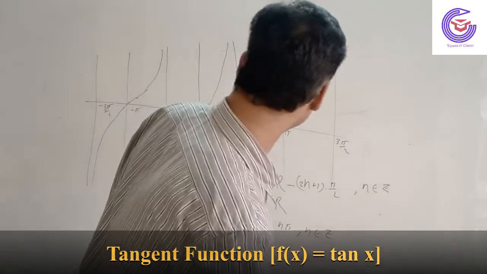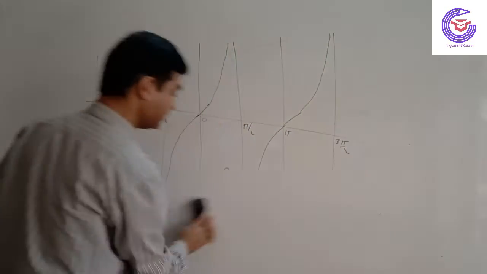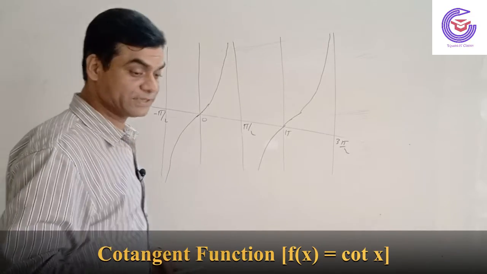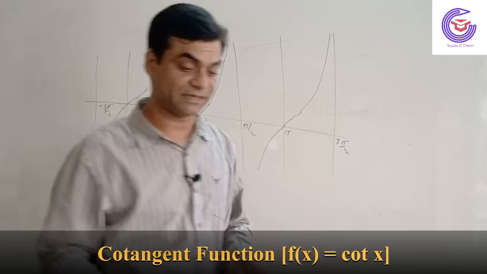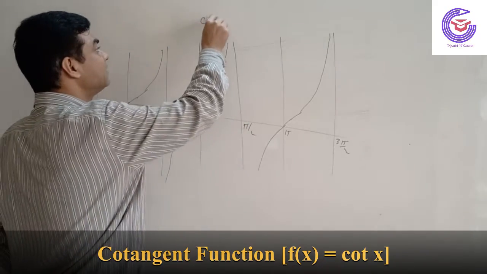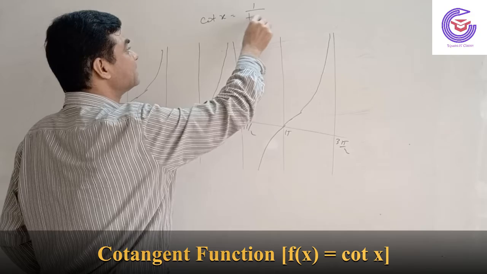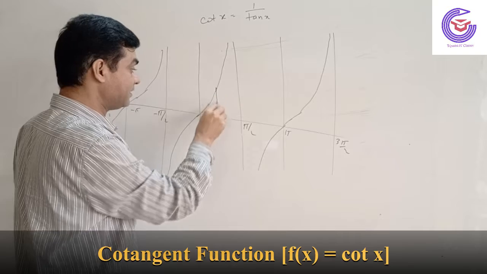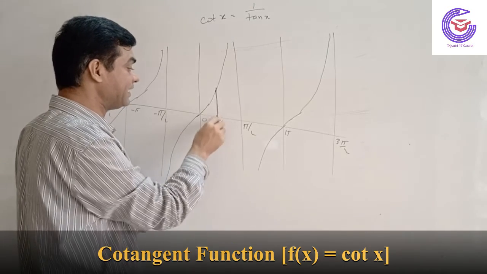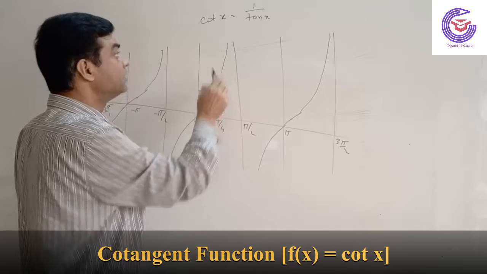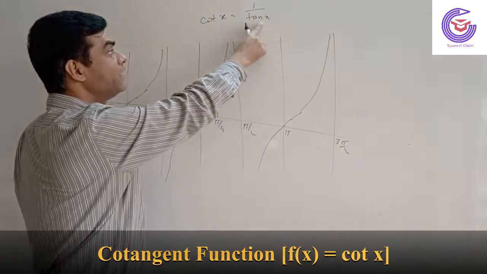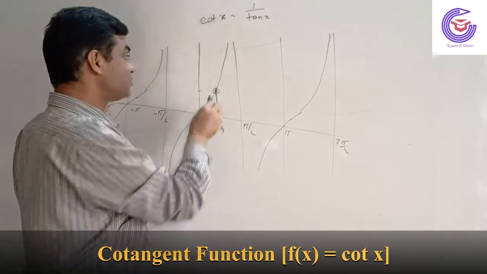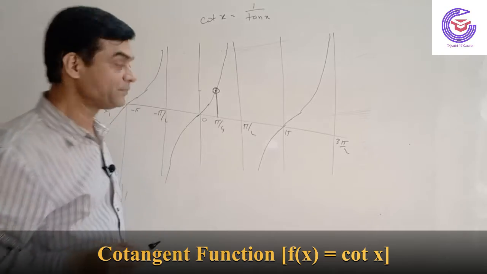Okay, in cot x, what happens? If you are able to plot the graph of tan x, you can easily plot the graph of cot x, because cot x is nothing but the reciprocal of tan x. See, cot x is 1 upon tan x. So now, see here for pi by 4, tan pi by 4 value was 1. So cot pi by 4 will also be 1 because the reciprocal of 1 is 1. So cot will pass through this point.